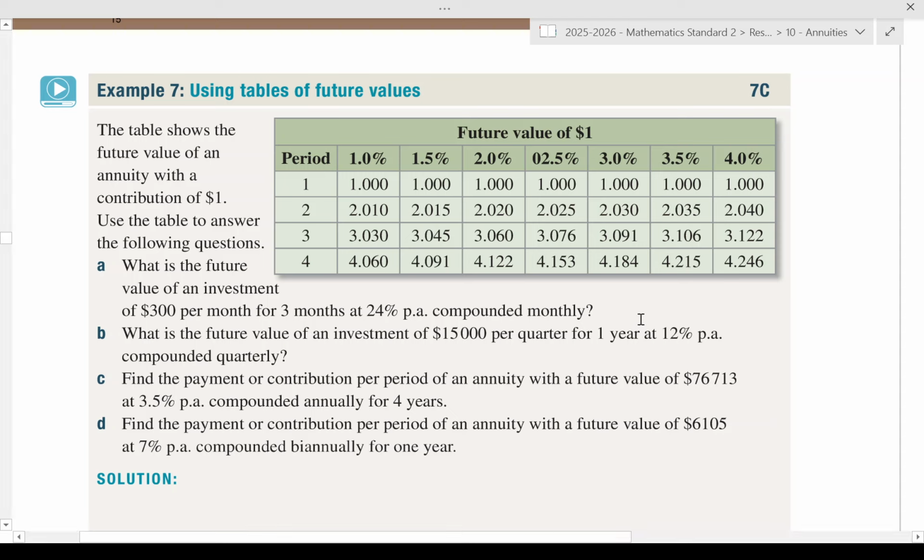All right, we are doing one using a table of future values. You'll notice that this particular one goes into decimals this time, and that's fine. We don't really have a problem with that.